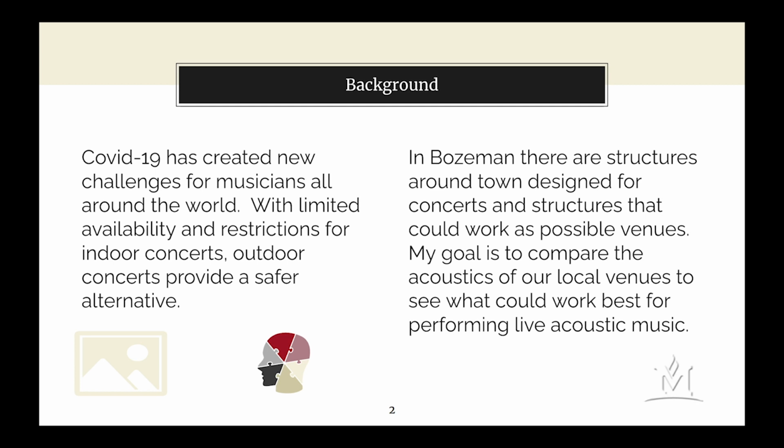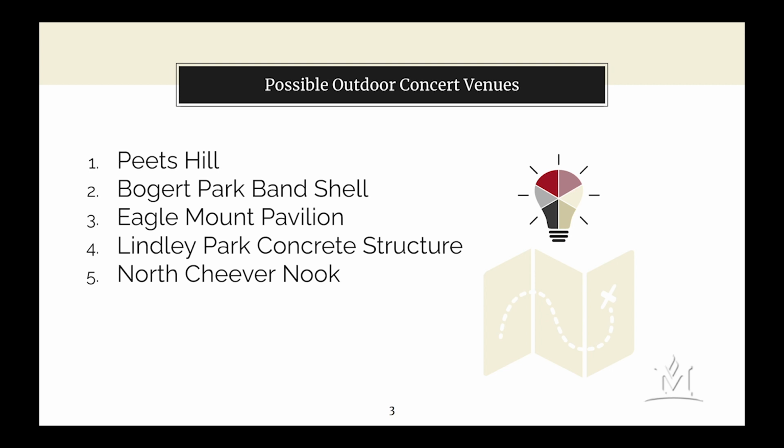In Bozeman, there are several structures around town designed for music, and some that work well for it, even though they weren't designed for it. So I did 2 acoustic tests at all the locations to see what would work best. The 5 venues that I looked into include the top of Pete's Hill and the Bogart Park Band Shell. The community band has been using this shell for over 100 years. The Eagle Mount Pavilion is a newer structure, with a concrete floor and a metal roof angled out.